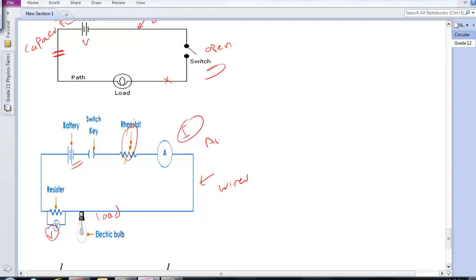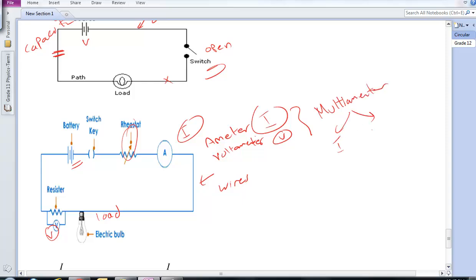Ammeter is measuring the current, and voltmeter measures the voltage. Sometimes we combine both in one device. We call it a multimeter. It measures both I and V, but you need to change the reading indicator.